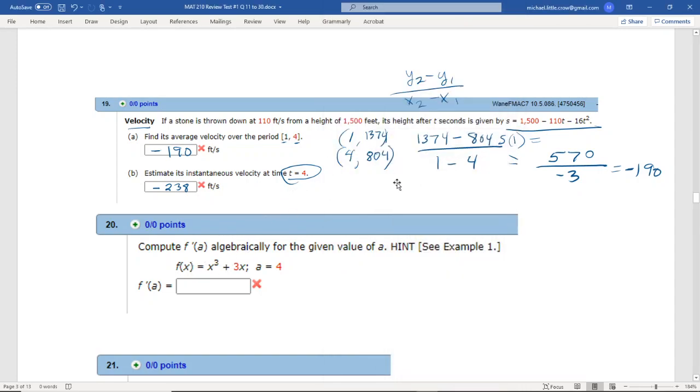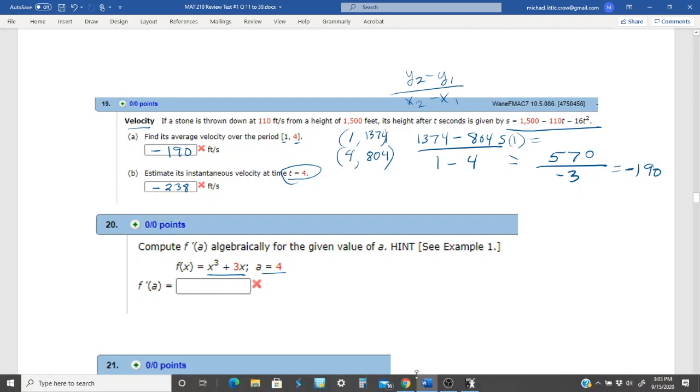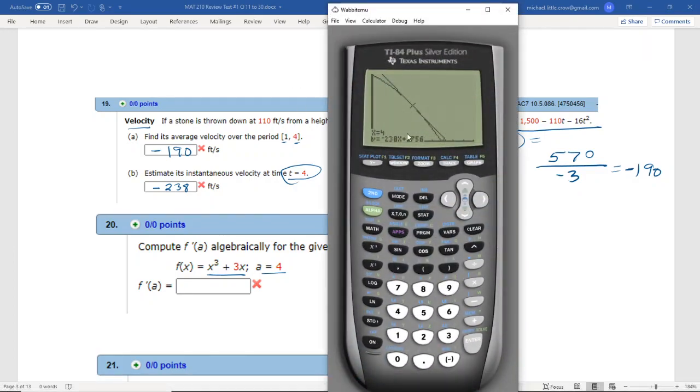Compute, so that's 19. 20. Compute the derivative of f at a algebraically for the given value of a. So again, how do you want to find this? As long as we don't have to show our work, we can do it anyway. We can graph this, find the derivative at 4. So we just pull up our calculator.